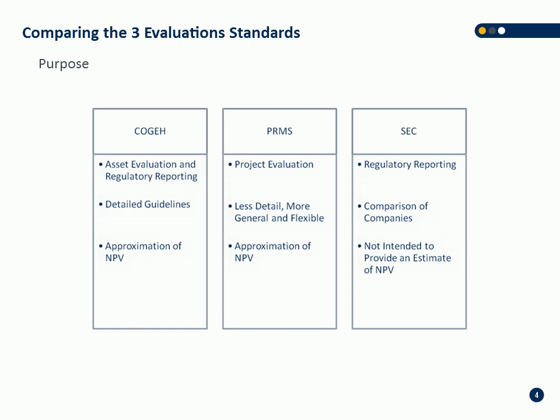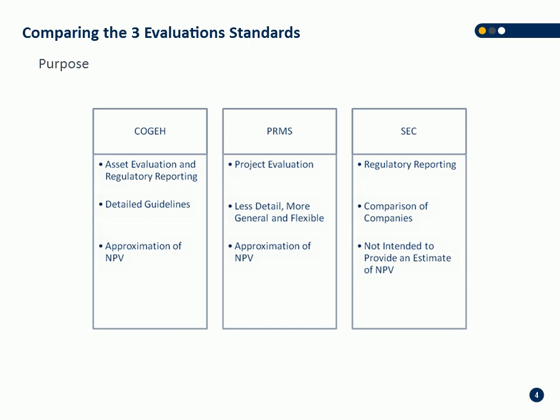COGI is probably the most detailed set of guidelines out of the three. It's the most comprehensive guidance. PRMS provides less detail in general, but it is more flexible because there's not as much specific information and detail. SEC, again, just highlighting the fact that SEC is all about comparison. It's all about comparison between companies.